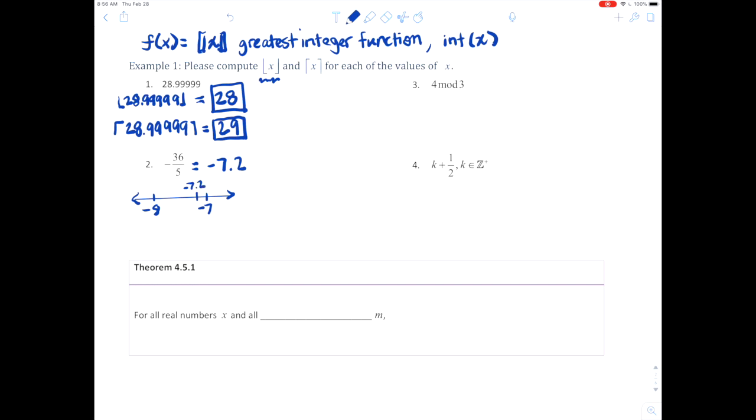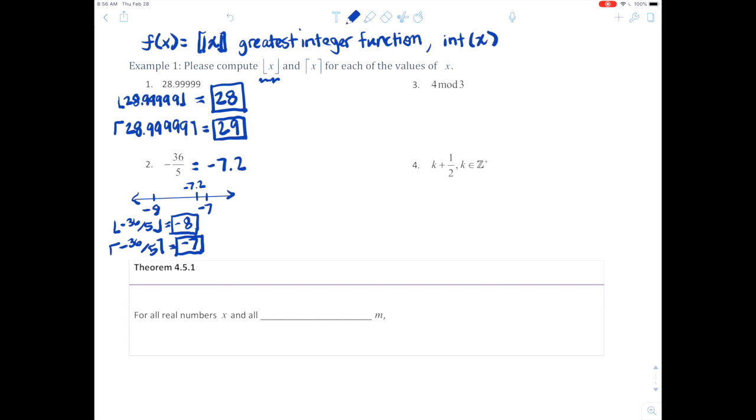So the floor of our negative 36 fifths is equal to what? Beautiful. Negative 8. And the ceiling of negative 36 fifths is going to be equal to negative 7. Perfect. All right. Good so far? Guys are doing great. Hold on there.